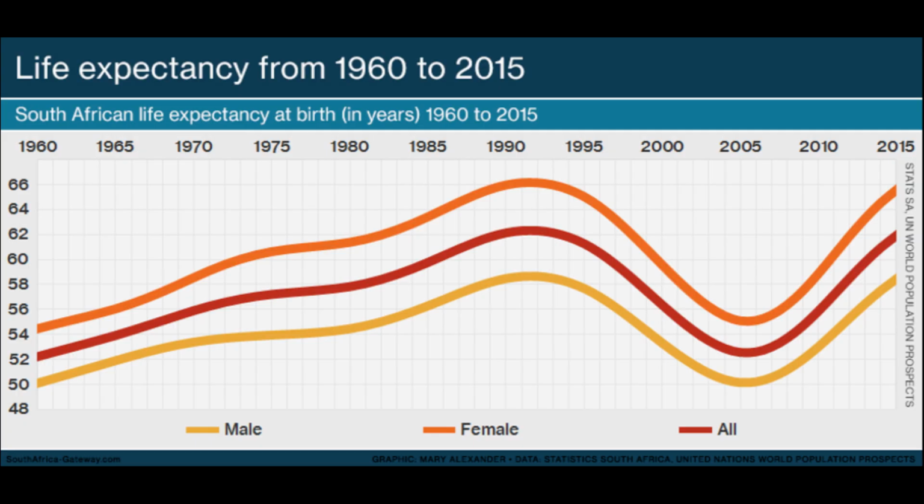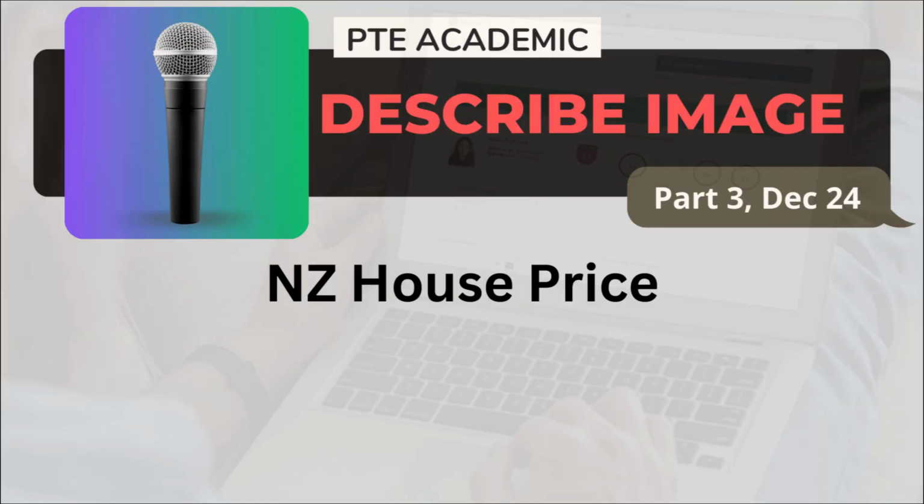The following graph gives information about life expectancy from 1960 to 2015. The items include male, female and all. You can see from this graph that the value of male in 1985 is around 56. You can see from this graph that the value of male in 1970 is around 54, which is lower. You can see from this graph that the value of female in 1991 is around 66, which is the highest. You can see from this graph that the value of all in 2005 is around 50, which is the lowest. In conclusion, this graph is very informative.